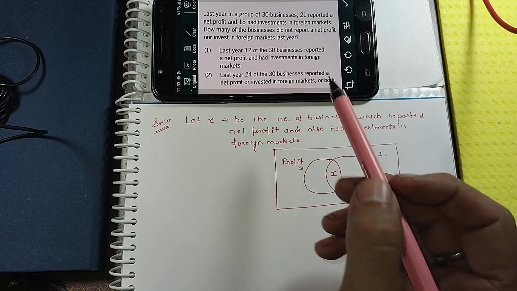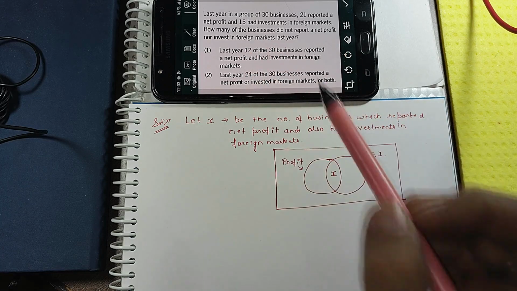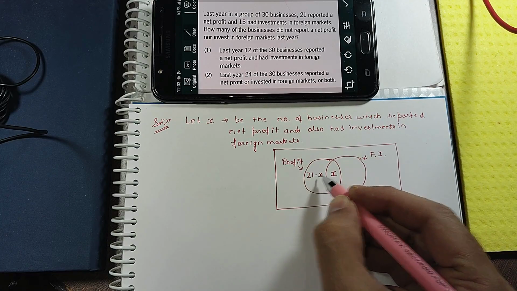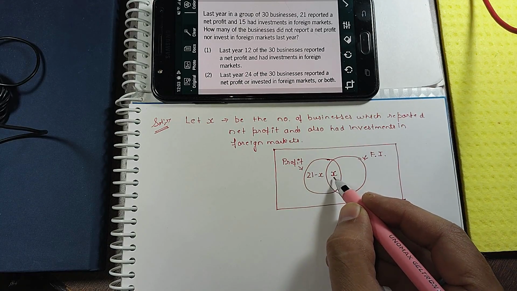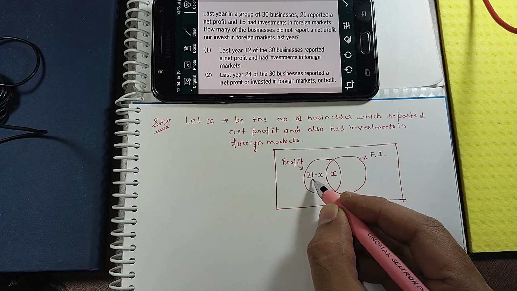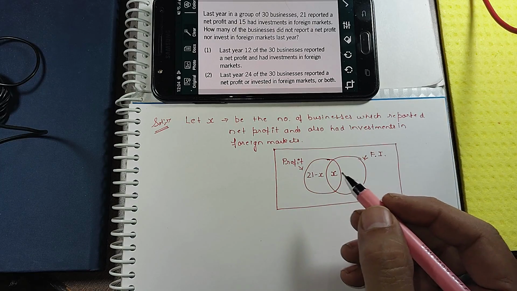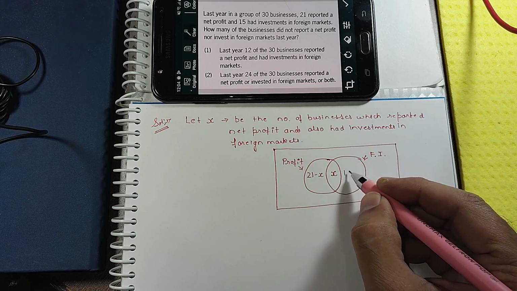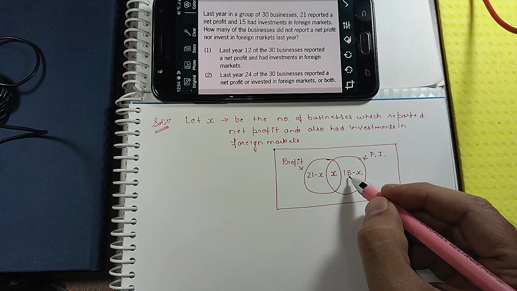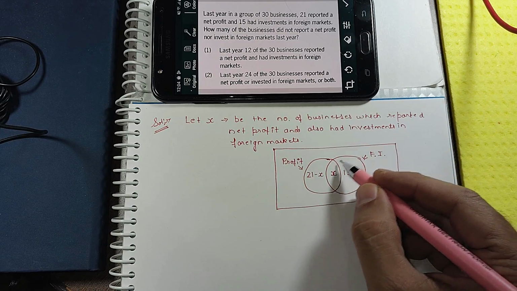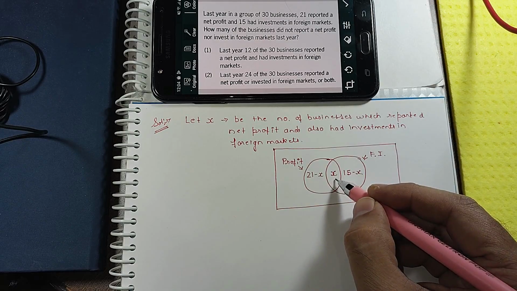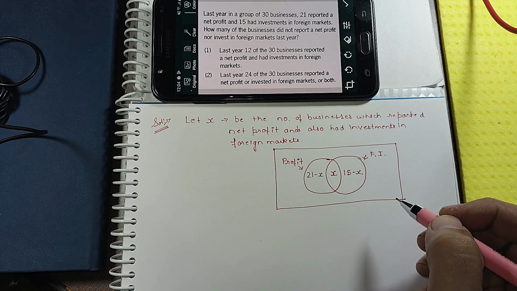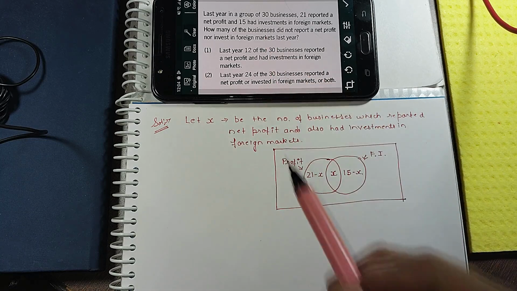Now since it says that 21 reported a net profit, if this is X, then this will be 21 minus X. So if we add 21 minus X plus X, the X and X get cancelled, so 21 have profit. And 15 had investments in foreign markets, so I will write this portion to be 15 minus X. So 15 minus X plus X gives me the foreign investments, and X is the number which reported net profit as well as foreign investments both.